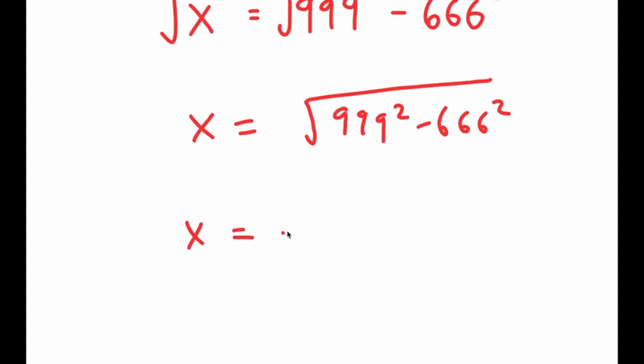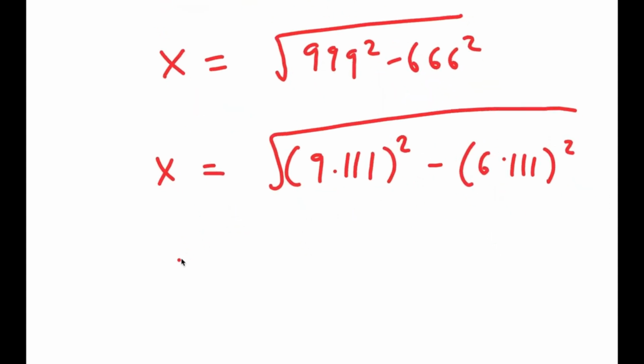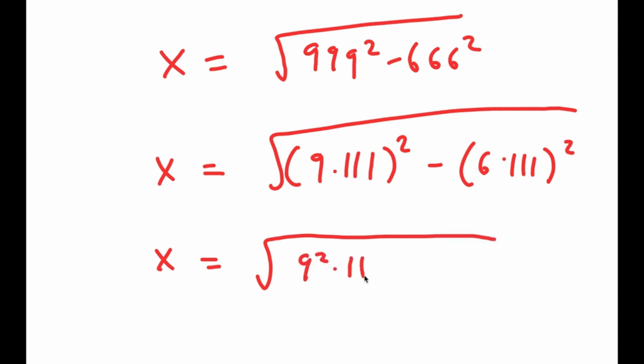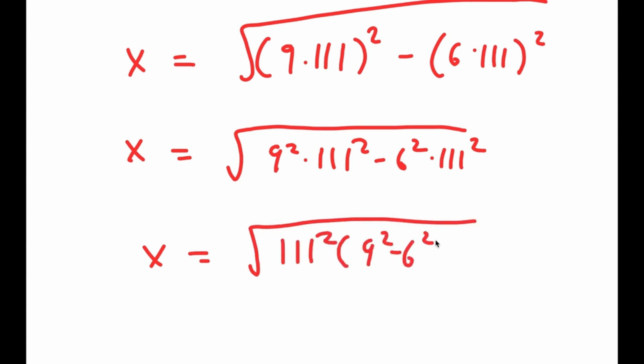Now, this is the same thing as the square root of 9 times 111 squared minus 6 times 111 squared. And this is equal to the square root of 9 squared times 111 squared minus 6 squared times 111 squared. And now I can factor out 111 squared, so I get the square root of 111 squared times 9 squared minus 6 squared.